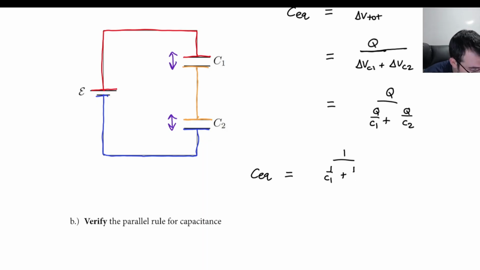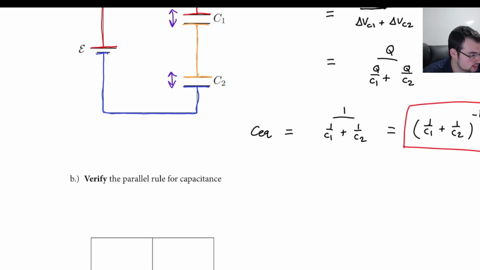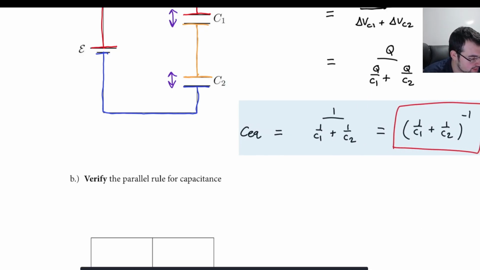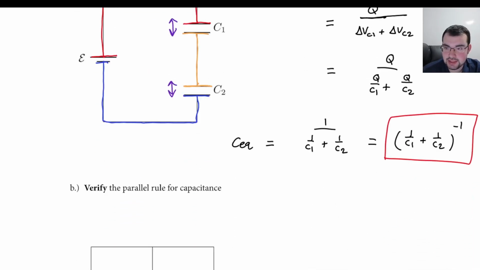But again, this is correct, but I find it very clunky to look at. So again, remember that a negative exponent means division. So I can just say this is 1 over C1 plus 1 over C2, all to the negative 1. And we got to scoot this over so we can see it. All right. So that's series.